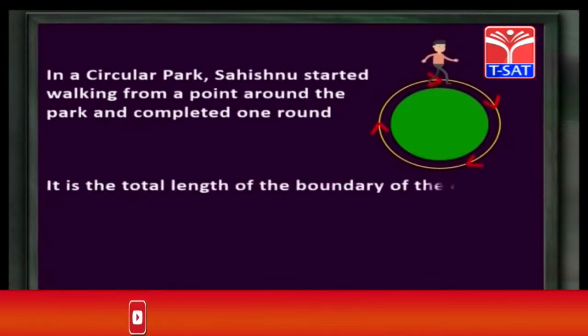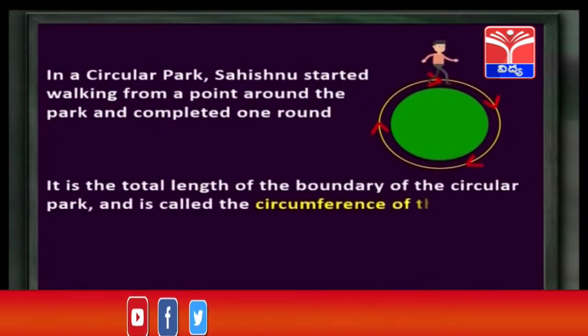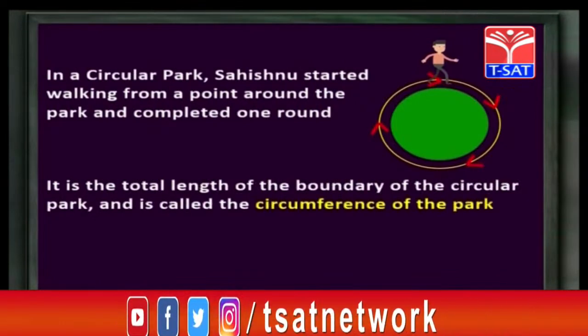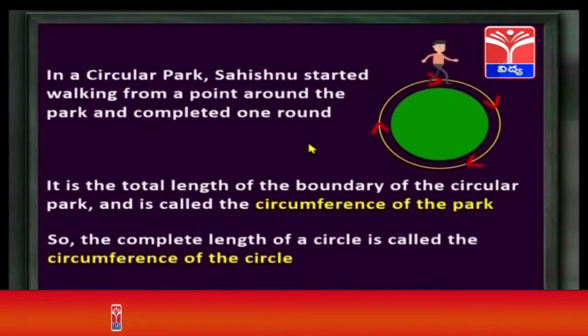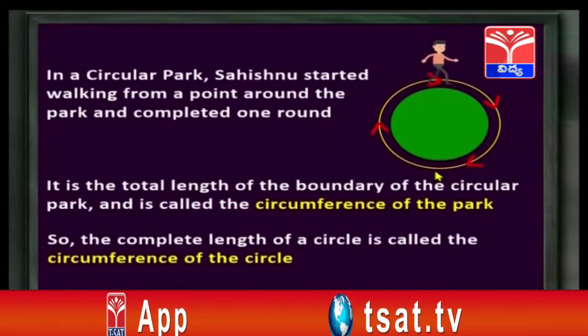It is the total length of the boundary of the circular park and is called the circumference of the park. So, the complete length of a circle is called the circumference. The length of the circle is always called the circumference of the circle.